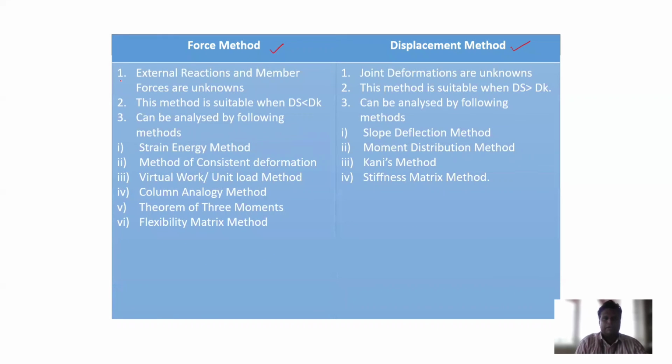The main point in the force method is that the external reactions and member forces are the unknowns, whereas in the displacement method, the joint deformations are the unknowns. The force method is suitable when the degree of static indeterminacy is less than the degree of kinematic indeterminacy, whereas the displacement method is suitable when the degree of static indeterminacy is greater than the degree of kinematic indeterminacy. These are the methods that we are going to learn in the upcoming lectures. Thank you.